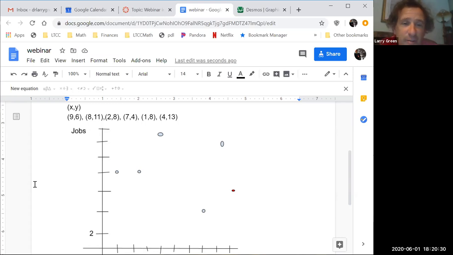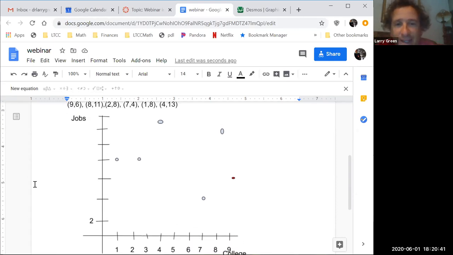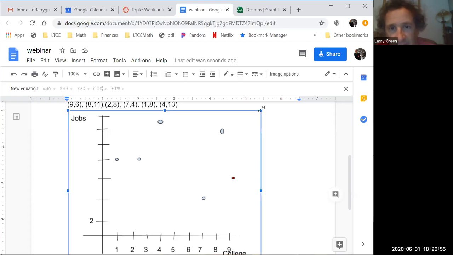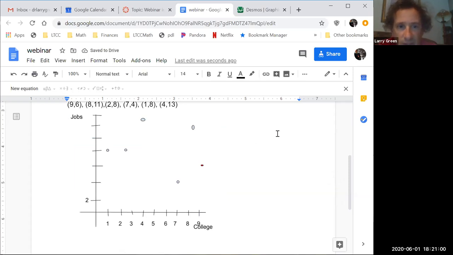By the way, just interesting, do you see any pattern? Does it look like if you knew how many years of college someone had, you'd have a really good idea of how many jobs they've had? Take a look. What do you think? Less jobs, more college? Honestly, I don't think so. I don't think there's any pattern. It's all over the place.